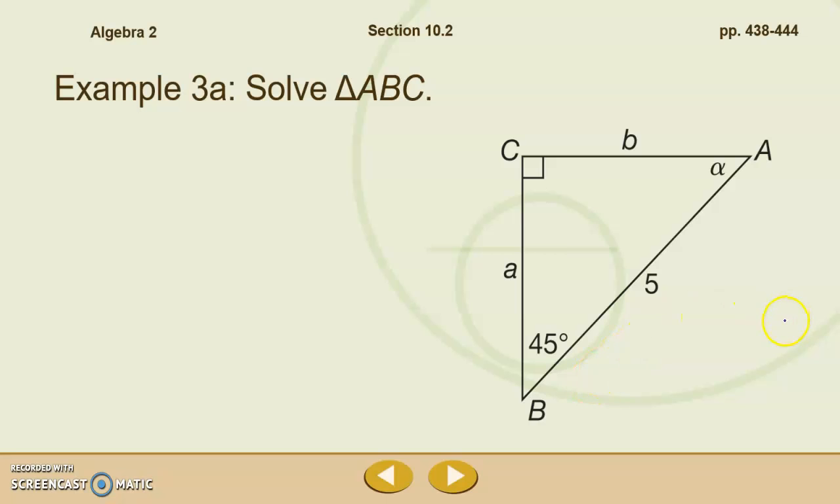So let's try solving triangle ABC. I've got a 45-degree angle here, 45-degree angle here. So I know right off the bat what angle A must be. I know that angle A must be 45 degrees. In a right triangle, my two acute angles have to add up to 90. I also know that in a 45-degree triangle, side A and side B are the same. My two legs are the same.